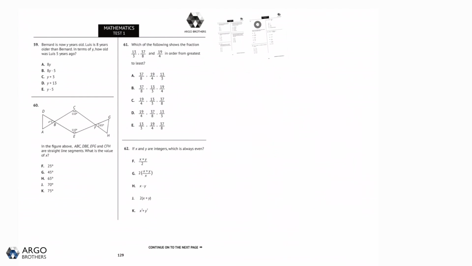Okay, so let's go ahead and look at question number 62. If x and y are integers, which is always even? Okay, so in these kinds of problems, I always like to use hypothetical numbers. So let's just go ahead and say that x is equal to 1 and y is equal to 2. Let's take a look at answer choice F. (x plus y) over 2. So that means 1 plus 2 over 2, which is 3 over 2, and 3 over 2 is certainly not even. It results in 1.5, which is not even, therefore F can be automatically crossed out.